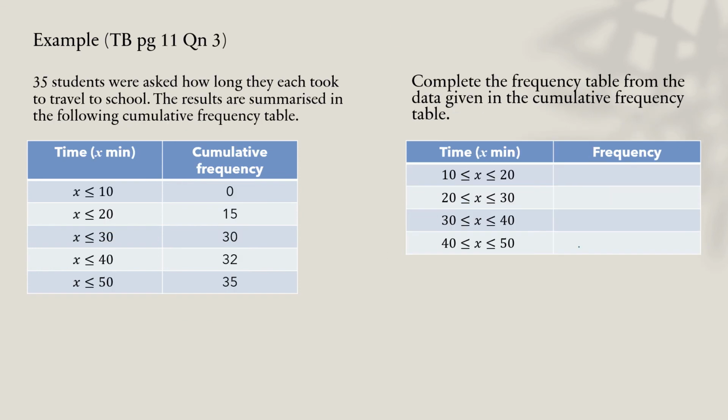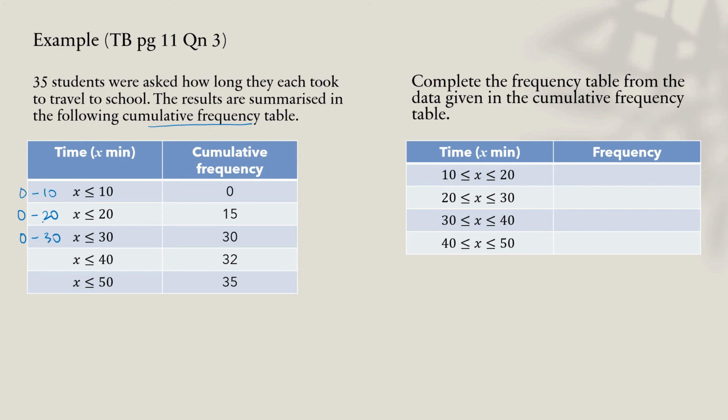Now let's look at another example. This time around, it says that 35 students were asked how long they each took to travel to school. The results are summarized in the following cumulative frequency table. So we start off with cumulative frequency first. The same thing happens here. Here you see that x is less than or equals to 10, meaning we will have from 0 minutes up to 10. The next one, you can have 0 minutes up to 20 minutes. 0 minutes up to 30.